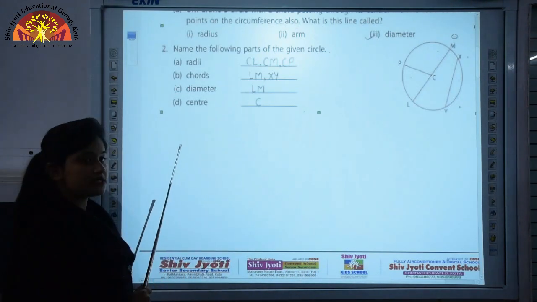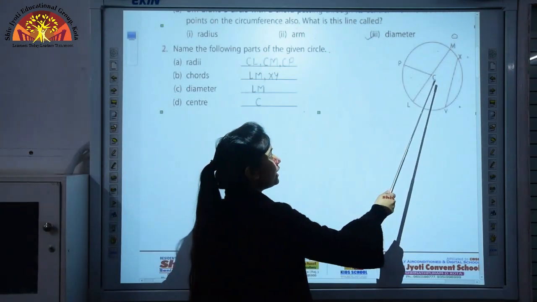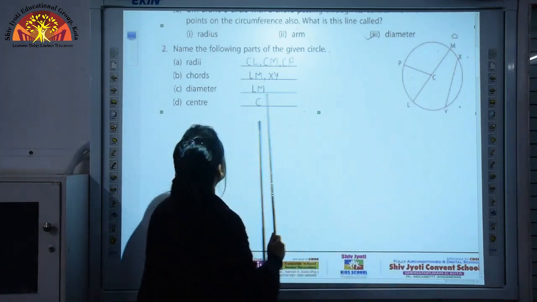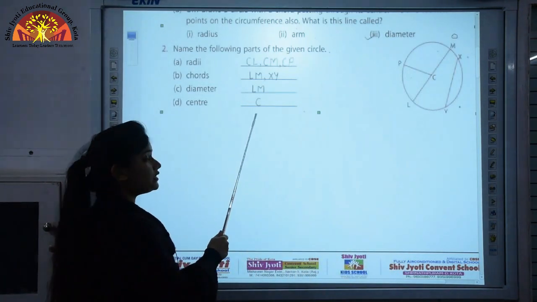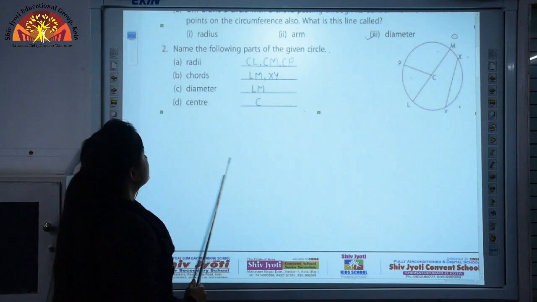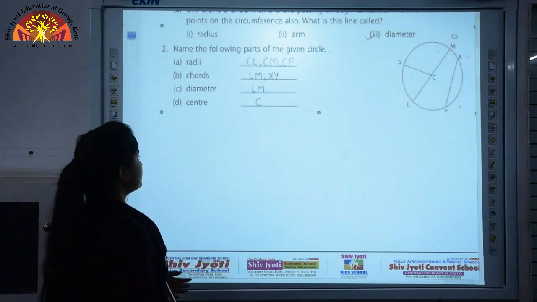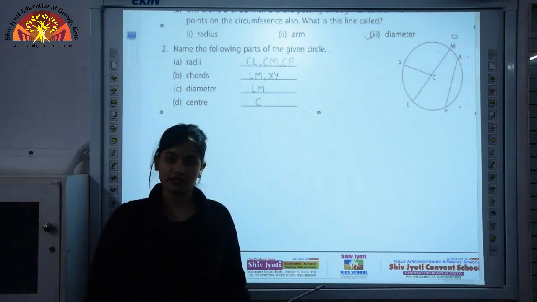Okay, now what is the center? Very simple. This fixed point, that is point C, this is the center here. So we have written C here. Is it clear? So in this way we can find radius, chords, diameter and center in a circle.